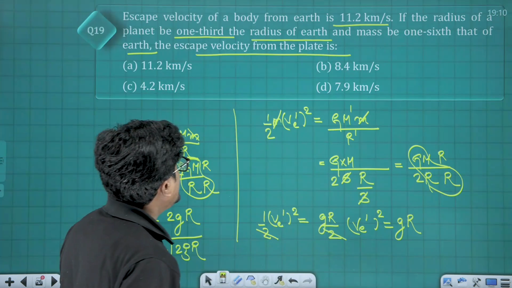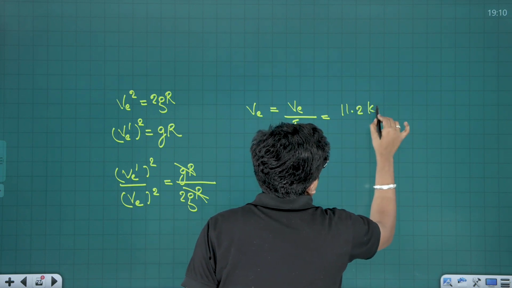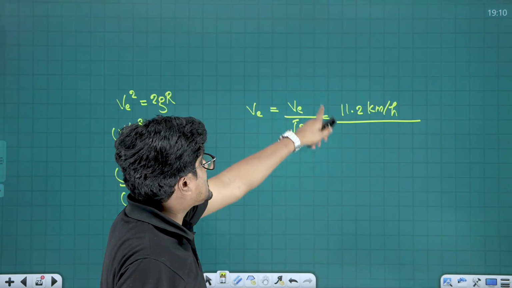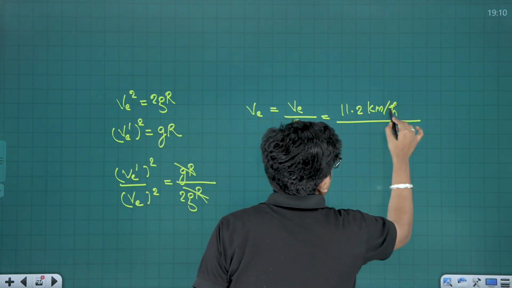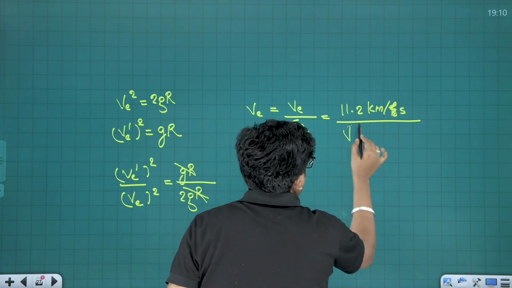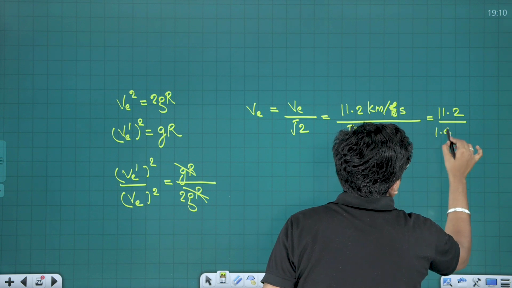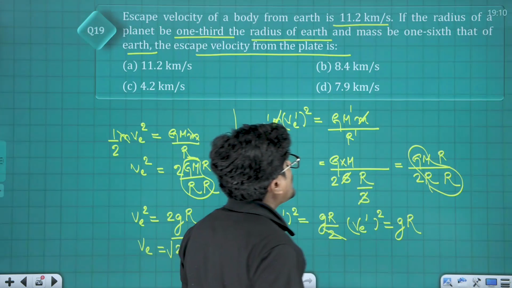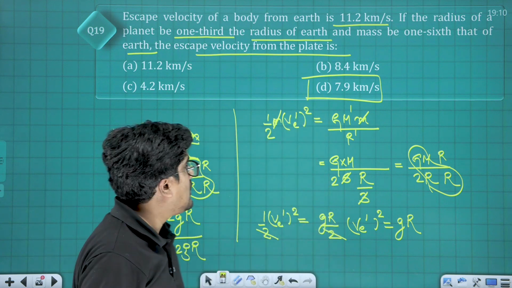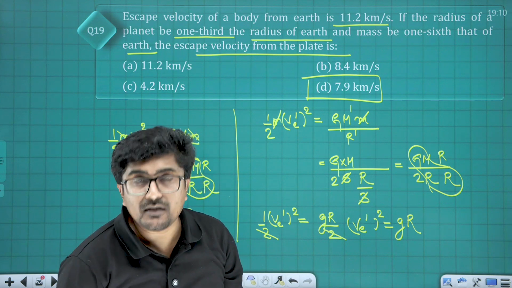Alright. And what is VE? VE is 11.2 kilometer per second, divided by root of 2. That is basically 11.2 divided by 1.414. If you solve this, you will get 7.9 kilometer per second. Alright, so the final answer is option D, that is 7.9 kilometer per second.